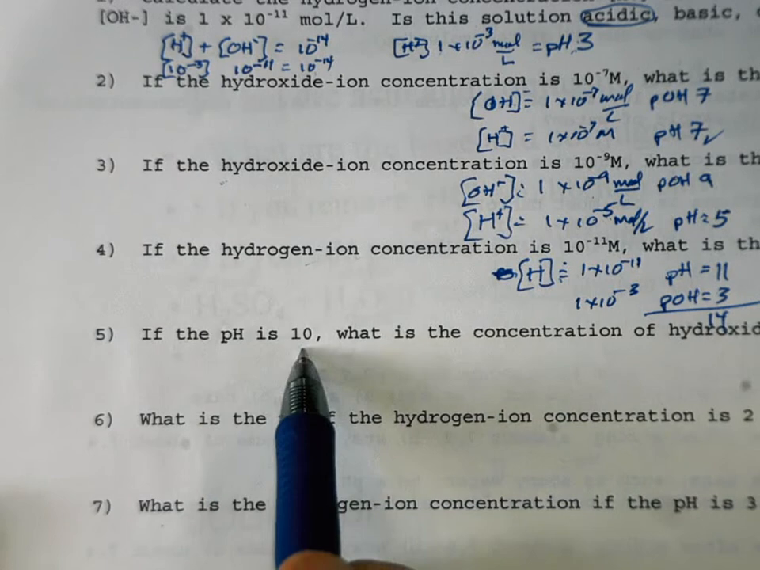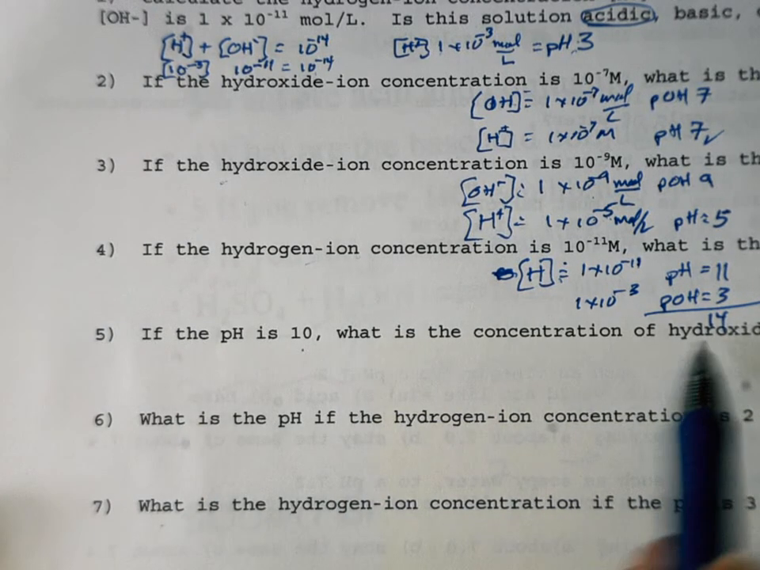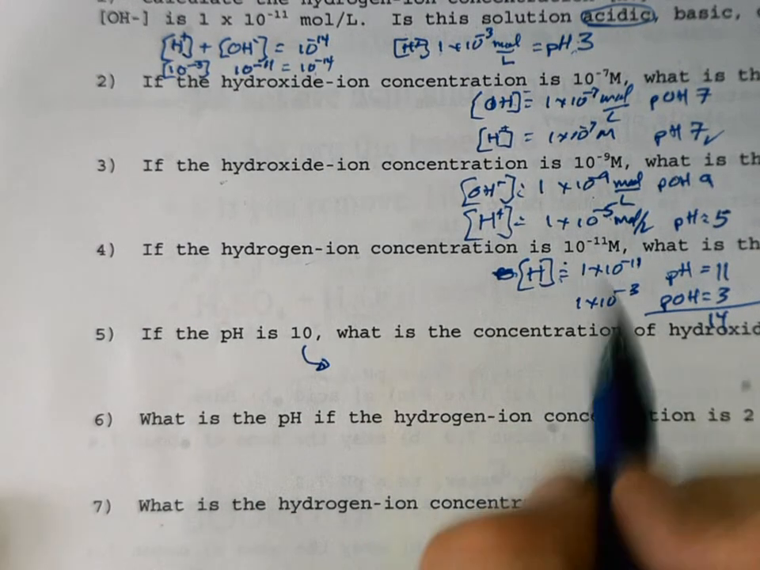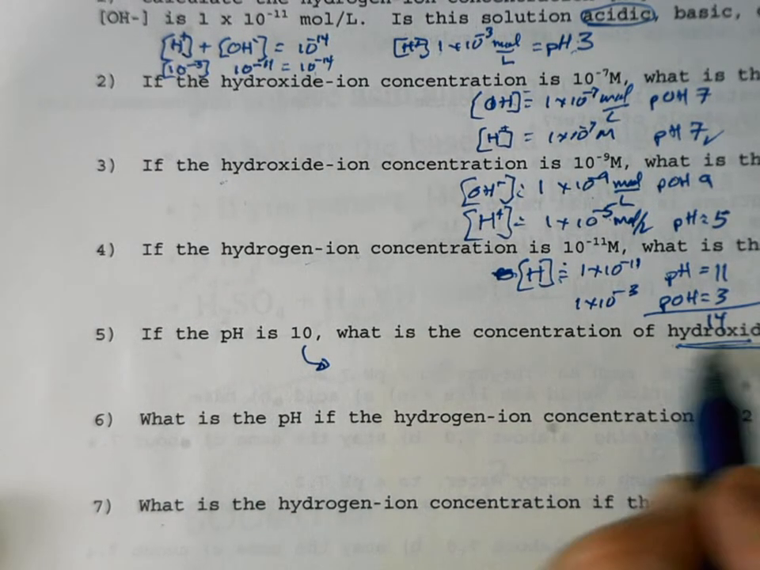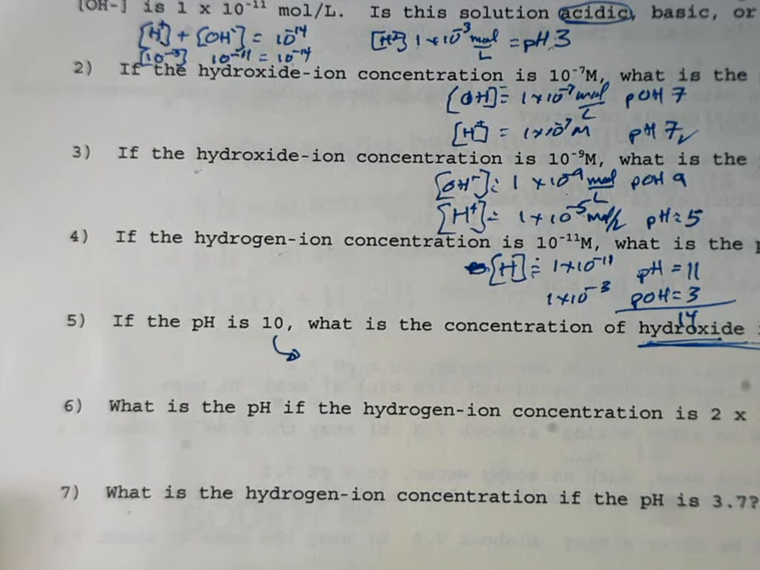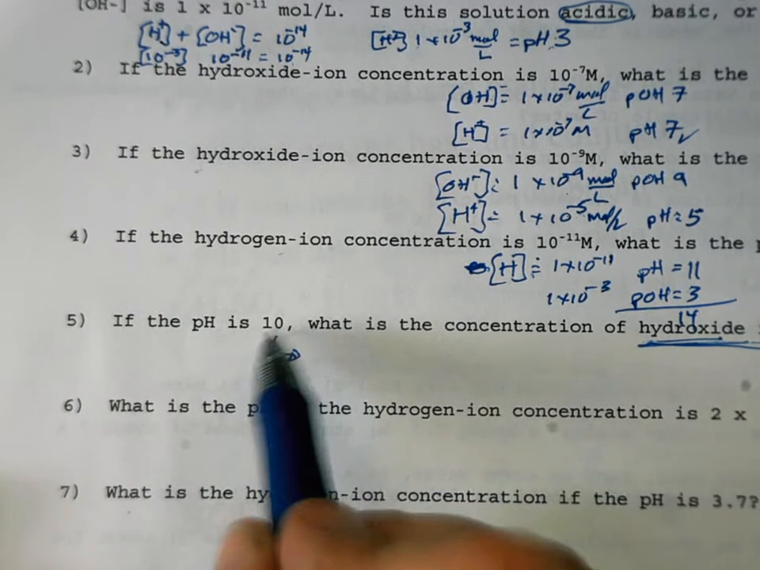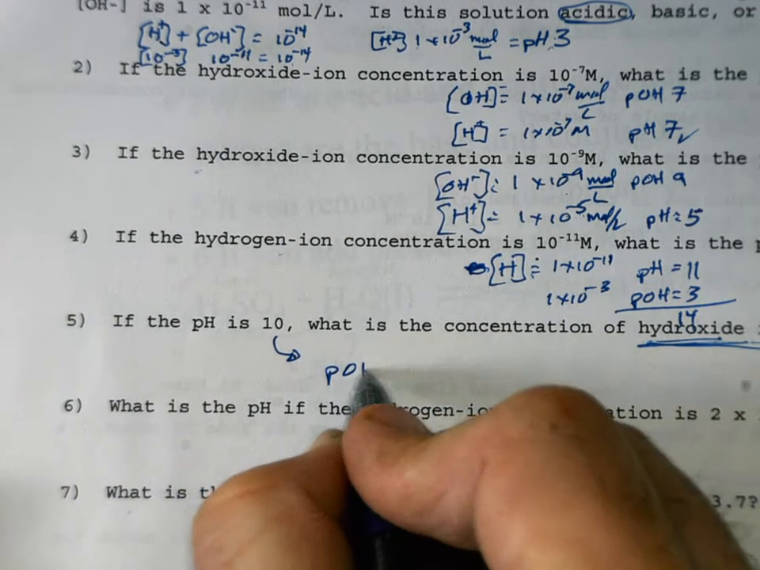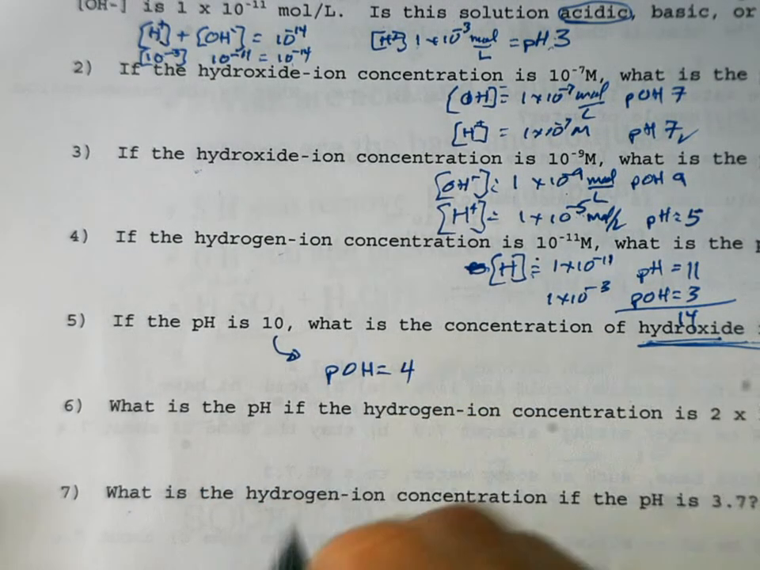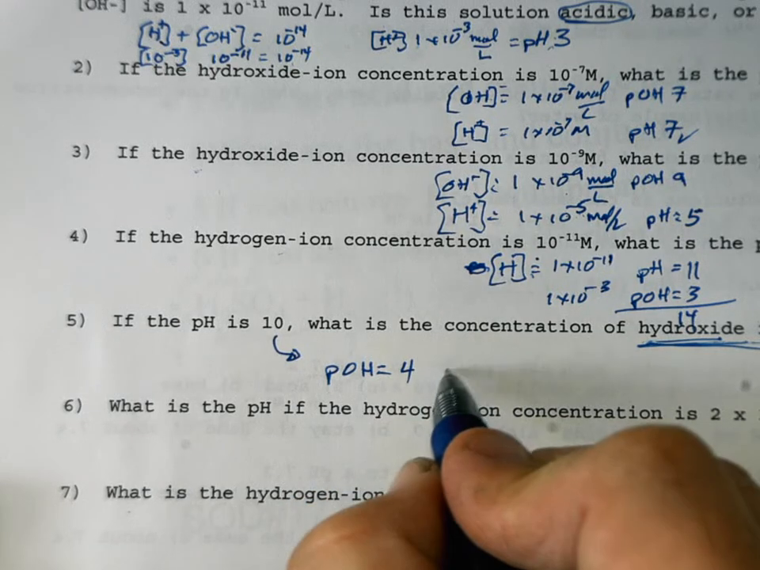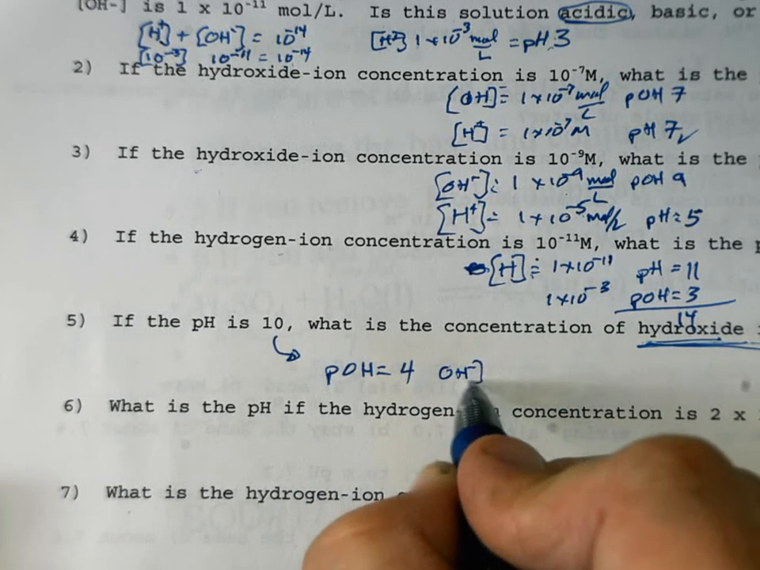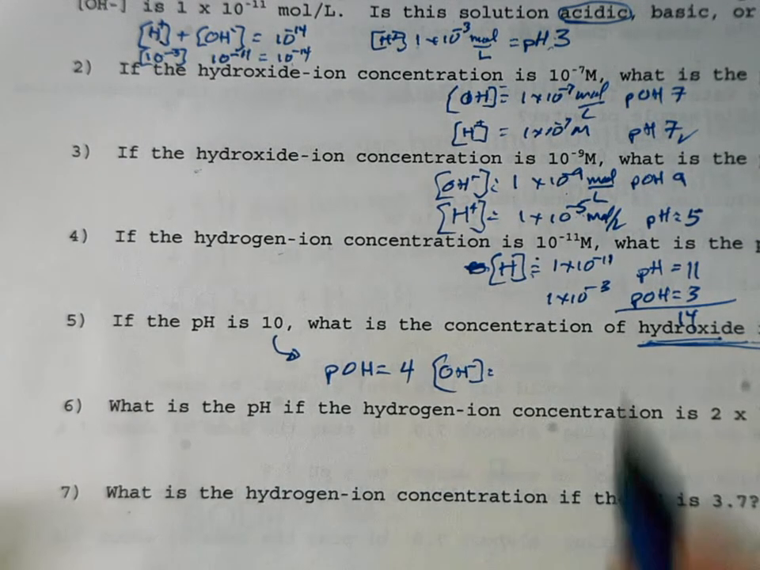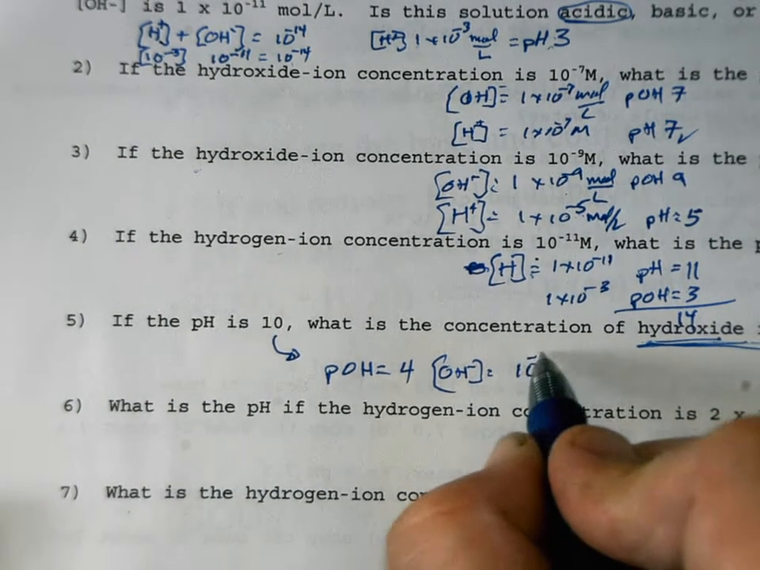If the pH is 10, what is the concentration of hydroxide ion? Now be careful, I almost did the thing there. They're asking for hydroxide ion concentration. So if the pH is 10, what's the pOH going to be? 4. The pOH would equal 4. And if we've got 4 right there, what is that going to equal for a hydroxide ion concentration? This is kind of working backwards. 10 to the minus 4.